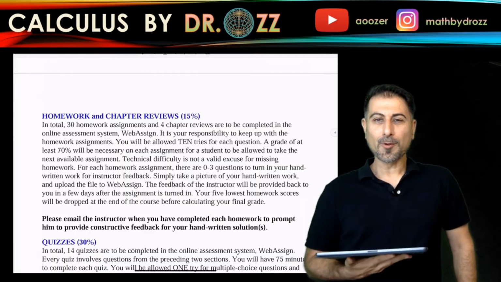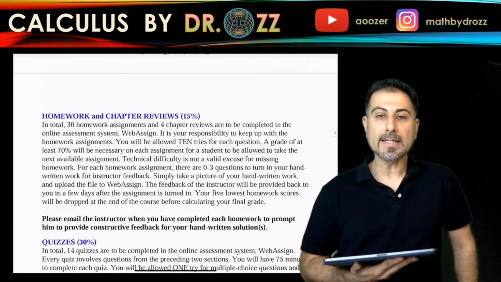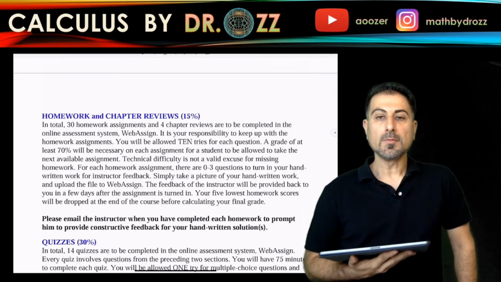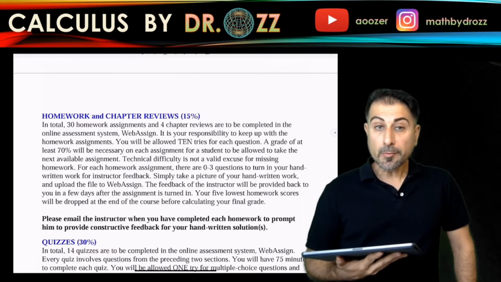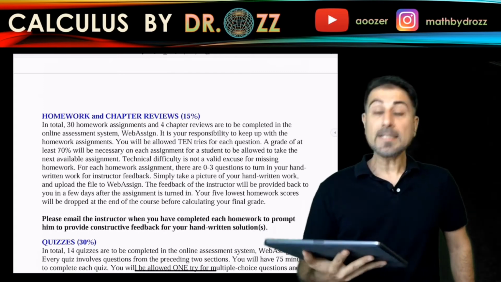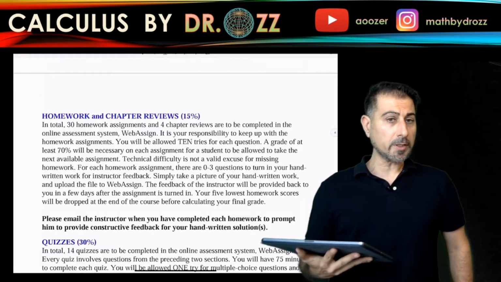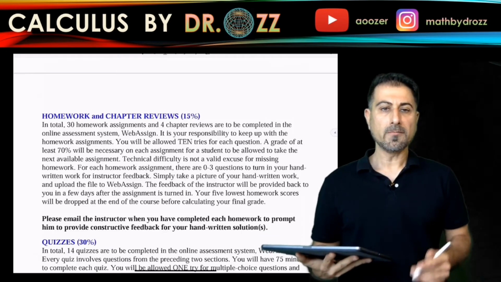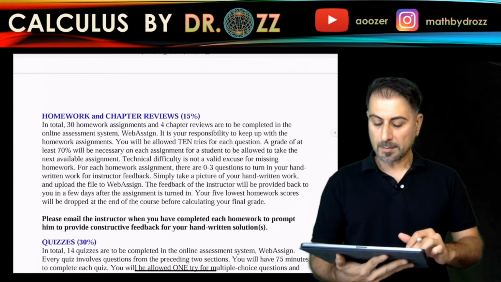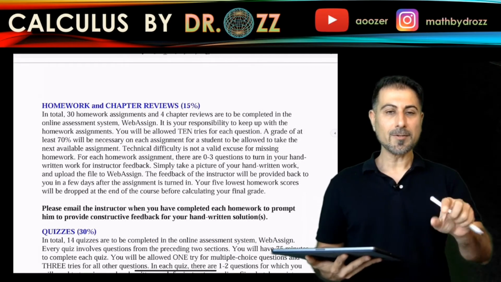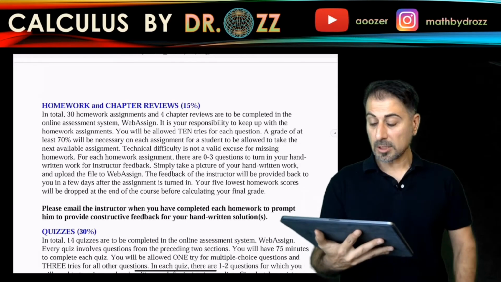All right, let's talk about homework and chapter review assignments. In total, you have 30 homework assignments and 4 chapter reviews to be completed in the online assessment system WebAssign. The good news is that you are allowed 10 tries for each question. Obviously, this may not be the same for multiple choice questions, because generally multiple choice questions have only 4 choices, so I can't give you 10 tries; expect fewer for those. But the good news is that you can just try your answer, and if it doesn't work, you can try again, up to 10 times for homework assignments and chapter reviews.